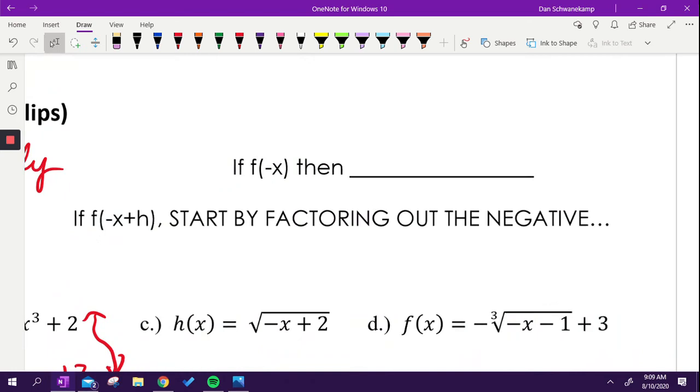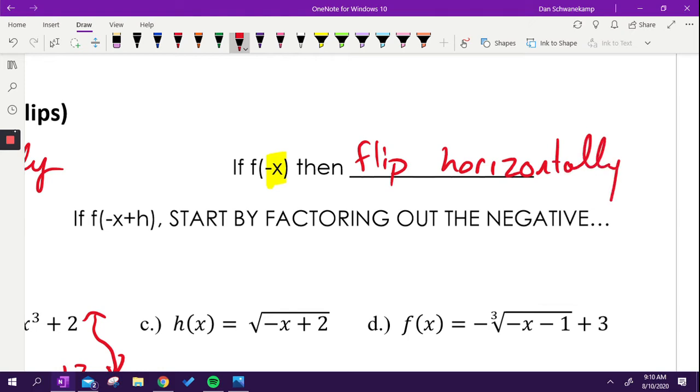We flip horizontally. Okay, so there's a difference. The negative has to be inside the grouping symbol. If something's inside your grouping symbol, that's going to mess with you horizontally. Outside the grouping symbol, that's going to mess with you vertically. The one thing you have to pay attention to is if you flip horizontally and you shift, you need to factor the negative out. Here's what I mean by that.